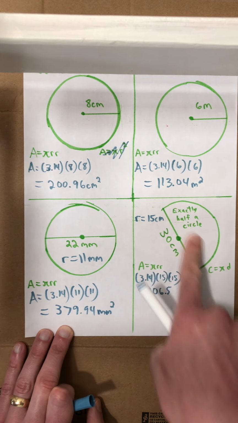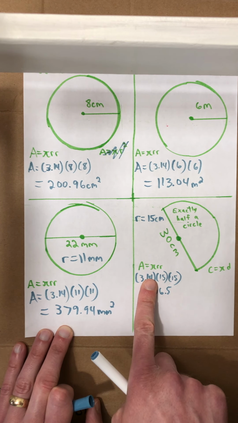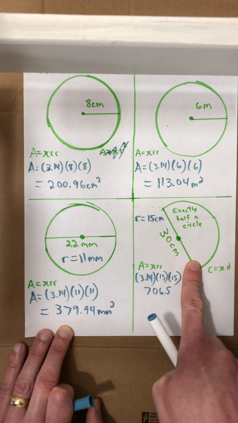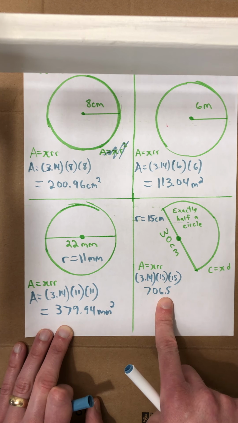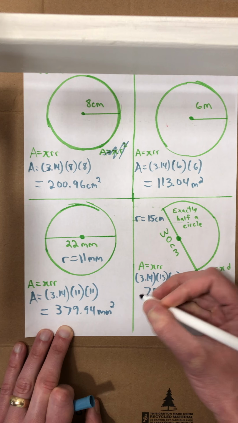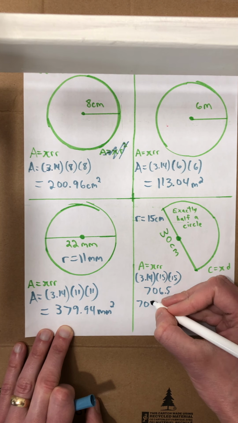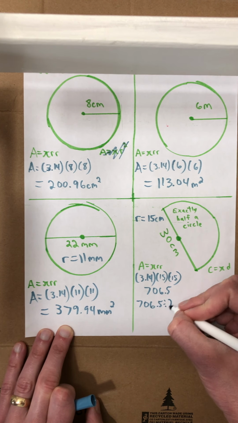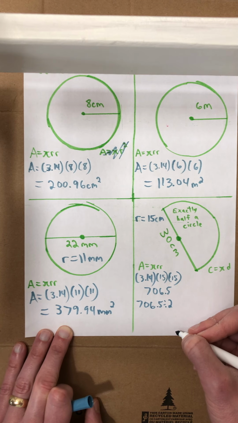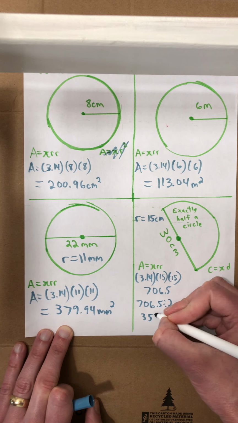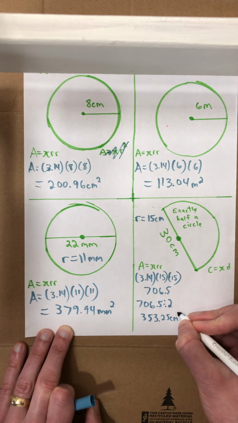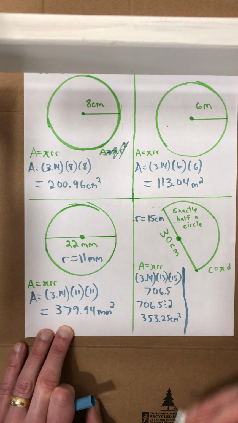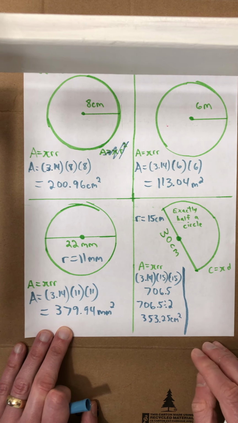This is just half a circle. And I found the area for it like it was a whole circle, right? Because this would be a 15 centimeter radius. This is the formula for finding area of a whole circle. So now if I want to find out what the actual area of half a circle is, I would just have to take that 706.5 and divide it by 2. And that will give me an answer of 353.25, and my units are centimeters squared.